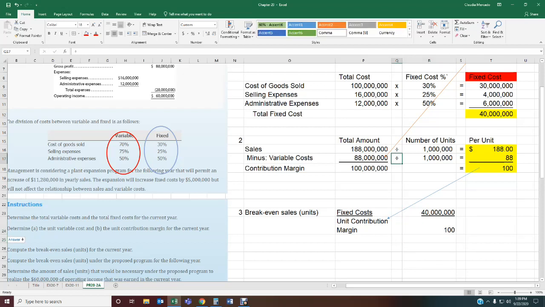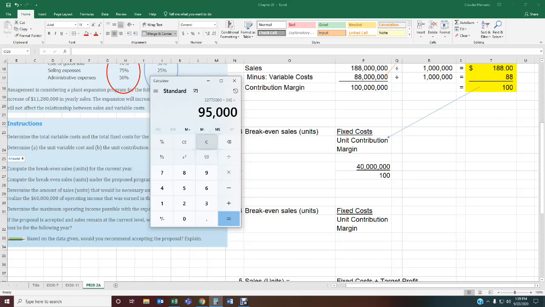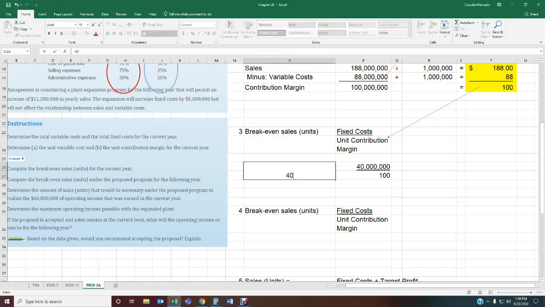So let's see, which one are we doing? It's a divide. I should have done these. Let me just copy it here in the bottom. So now, what is that going to give me? 40 million divided by 100 gives me 400,000 units. So to break even in units, I need 400,000 units.